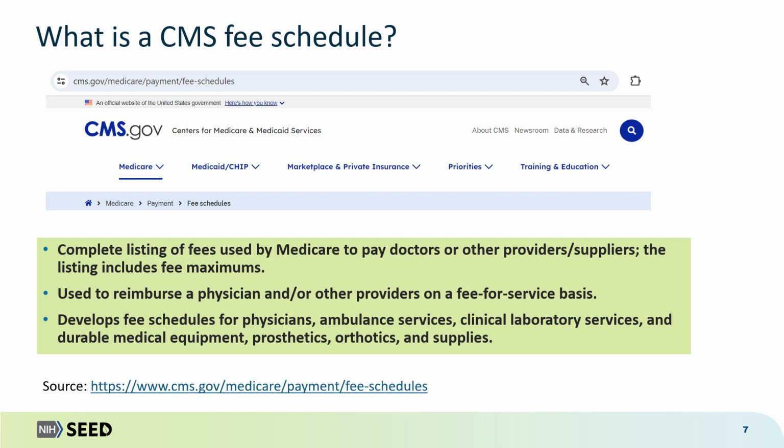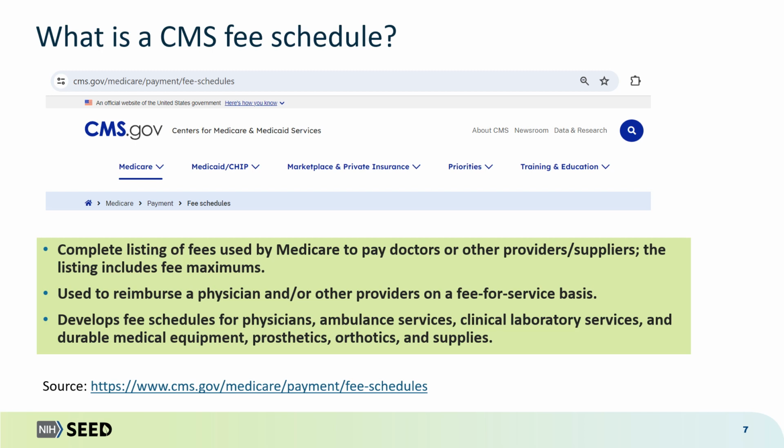Lastly, I wanted to make a plug for another module on navigating CMS fee schedules. So what are CMS fee schedules and why are they important? In the earlier slide, we talked about how rates are set, specifically the base or Medicare rate. So how can you find out if there is an existing rate for your medical technology and where? That's where the Centers for Medicare and Medicaid Services, or CMS, fee schedules come into play.